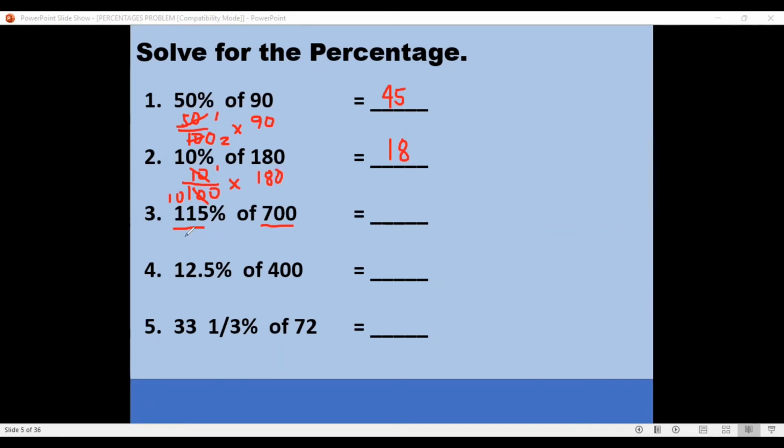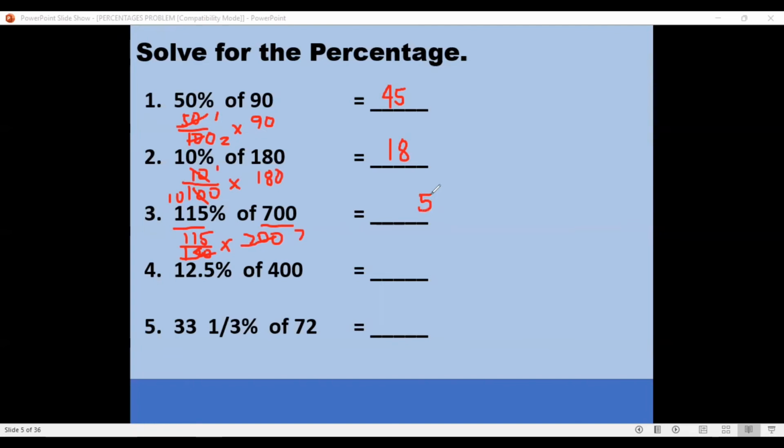But we can also solve this in such a way that we will just simply have the 115% or 115 over 100, and we are going to multiply that by 700. So we can cancel the 100 with the 700, making this 700 now into 7. And if you are going to multiply 7 and 115, 7 and 5, that gives us a 35.